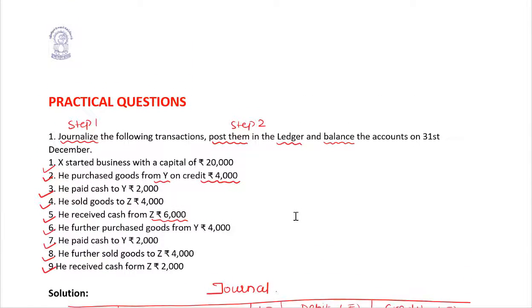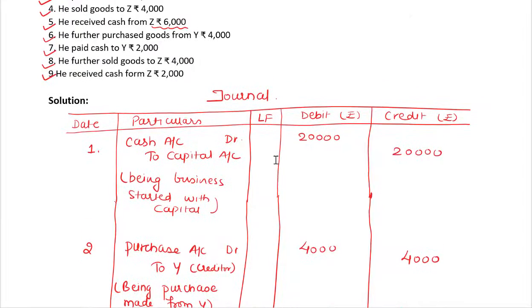We are done with the journal, and now we have to make ledgers. So step 1 is done, that is journal. Now step 2, that is ledger.